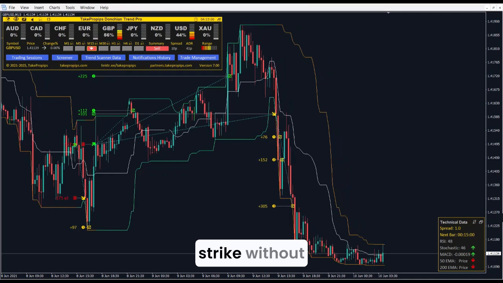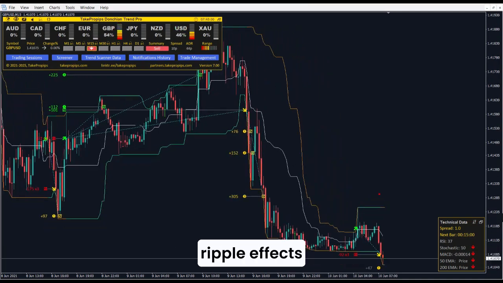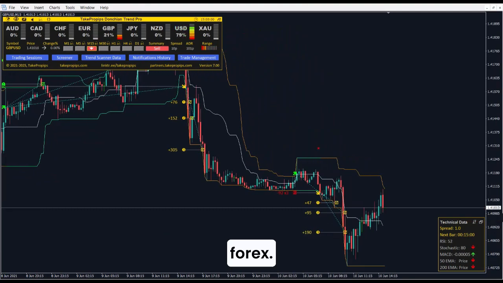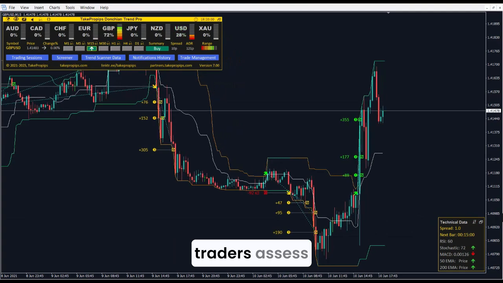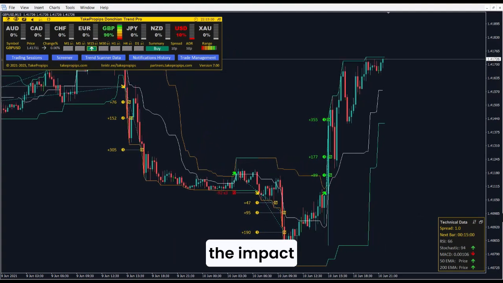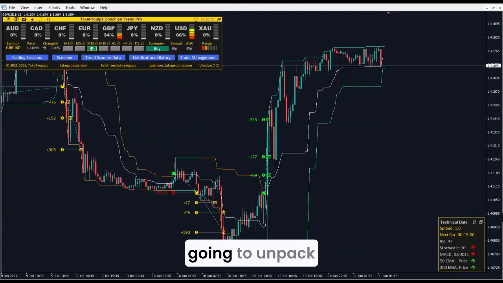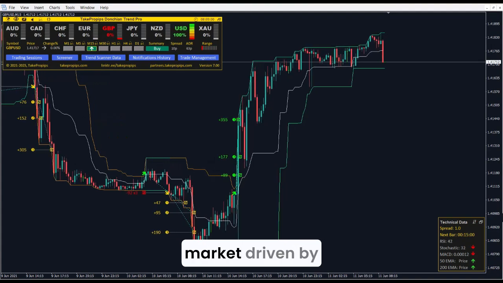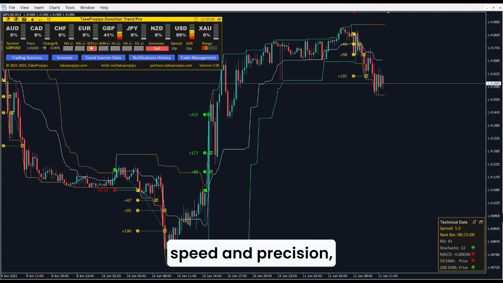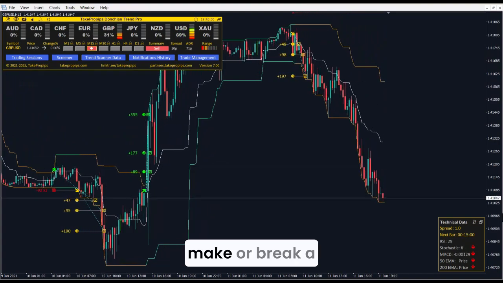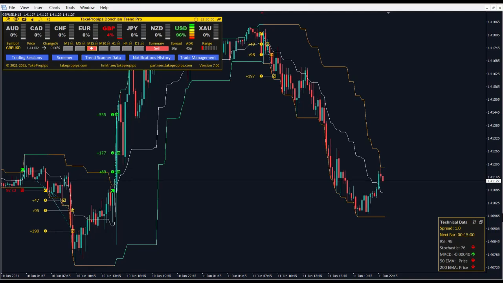Natural disasters strike without warning, and their ripple effects are felt instantly across economies and markets, including Forex. But how exactly can traders assess the impact of a natural disaster on currency values? That's what we're going to unpack today, because in a market driven by speed and precision, your ability to analyze these events quickly can make or break a trade.